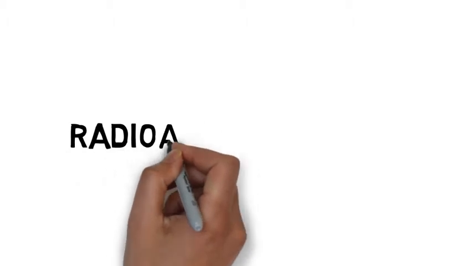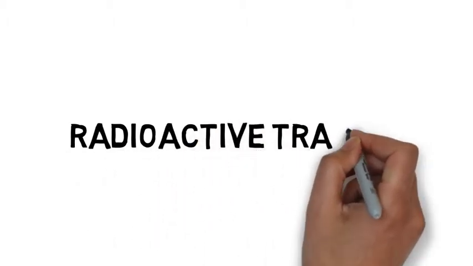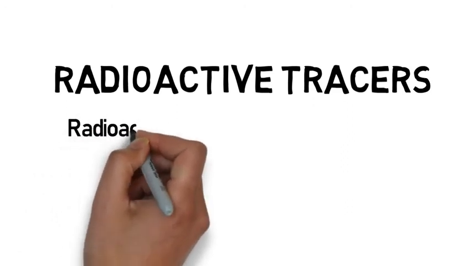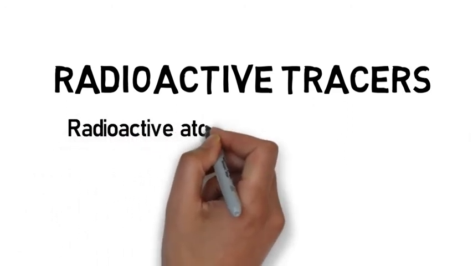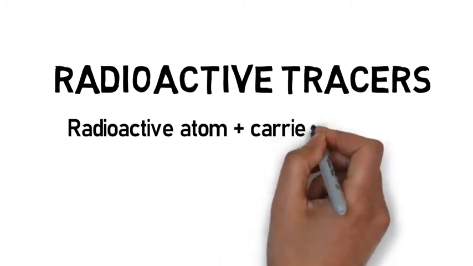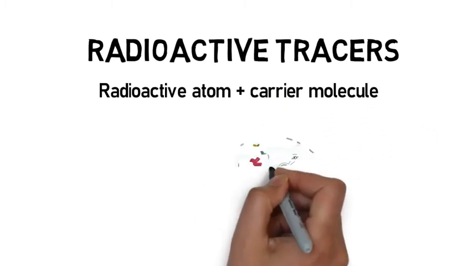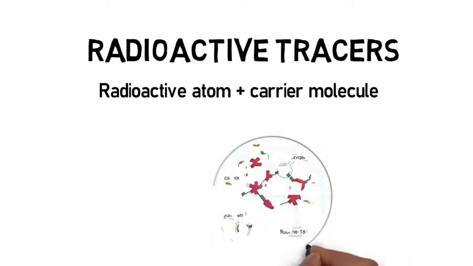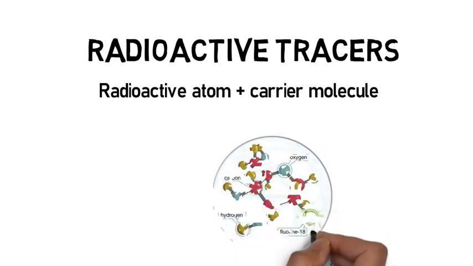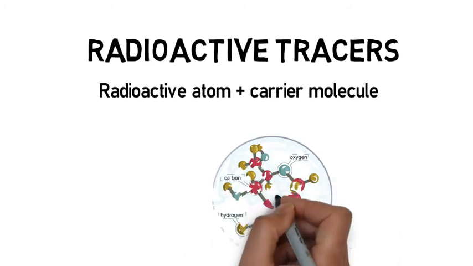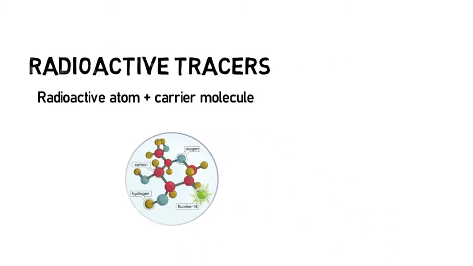For the PET component of the hybrid PET-MRI, a PET scan uses radioactive tracers to create 3D images of the body. Radiotracers are made by attaching a radioactive atom to a carrier molecule that can bind to specific molecules in the body. The kind of tracer used will depend on the purpose of the scan.